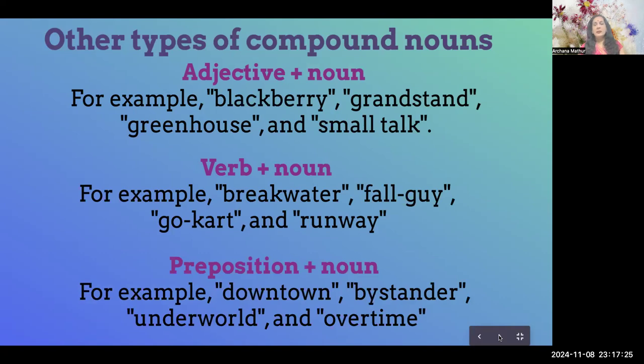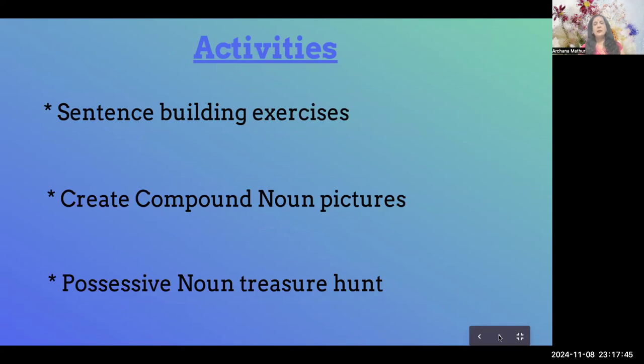And then we have finally preposition plus noun. For example, downtown, down preposition, town noun. Bystander, by preposition, stander noun. Underworld, overtime. So this is the third variety of the compound nouns in another manner, in the second category. The activities that can be conducted over here, sentence building exercises. Okay, we ask them to make sentences of their own. So we give them different kinds of nouns and we ask them to make their own sentences, construct their own statements.